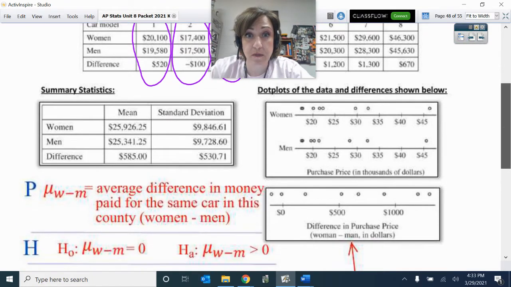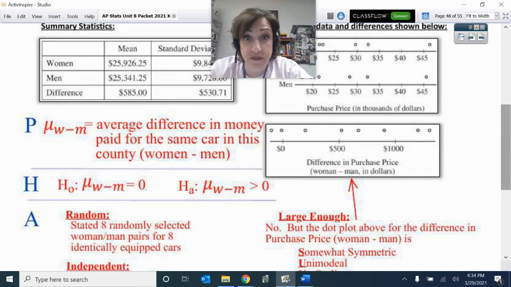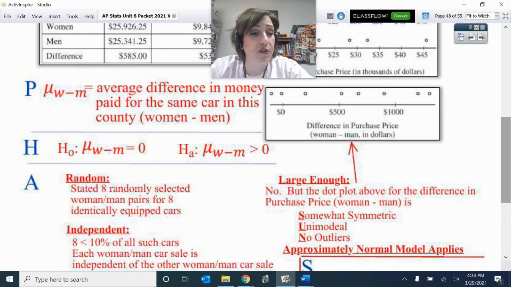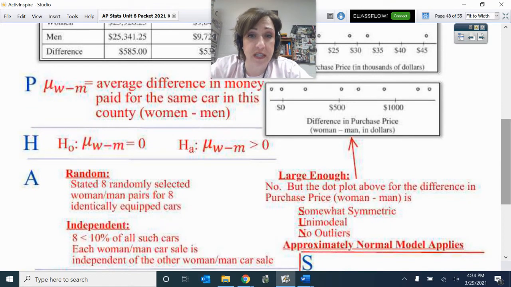So here's our test. Look at how this parameter is written. Mu with the W minus M, because they told me that's how they did this subtracting. The average difference in money paid for the same car in this county, women minus men. Define the way you subtract. The null hypothesis would say no difference. The women and men are paying the same amount on average. But then they wondered if the women pay more. So that's why my alternative had this greater than sign.